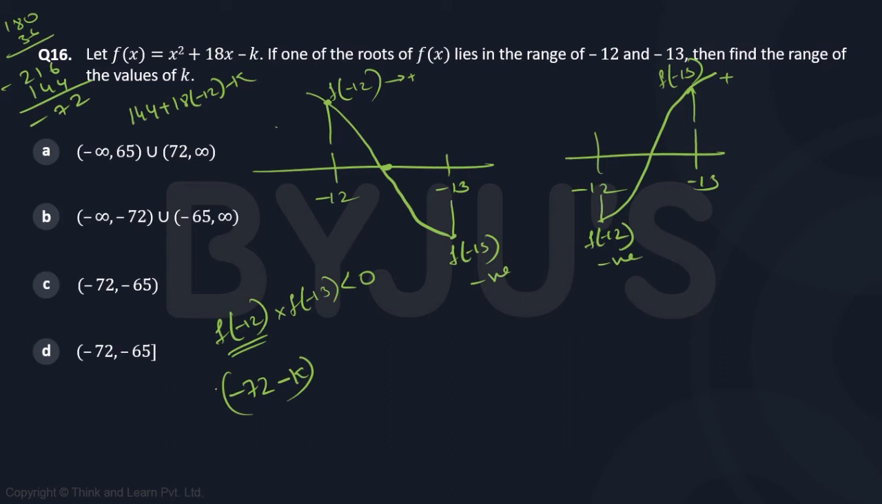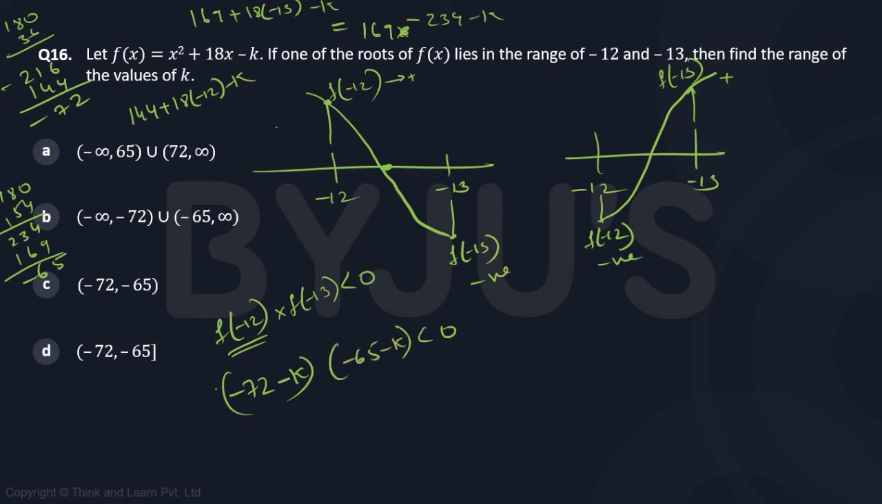f of minus 13. So 13 square is 169 plus 18 into minus 13 minus k. So how much will this be? This will be 169 minus 18 into 13. 18 tens are 180, 18 threes are 54, so minus 234. So minus 234 minus k. So minus 234 and 169 gives minus 65. So this is minus 65 minus k.